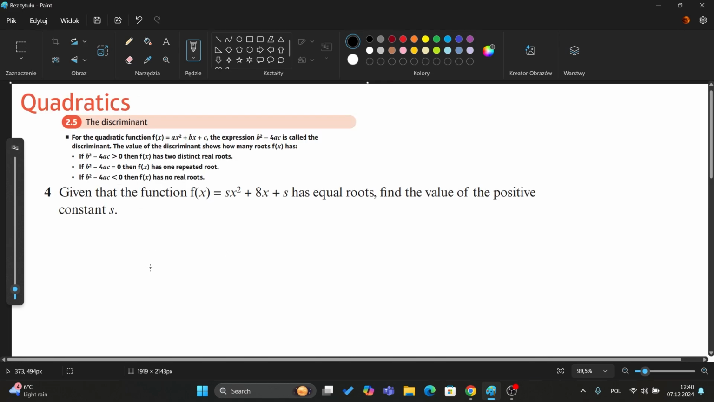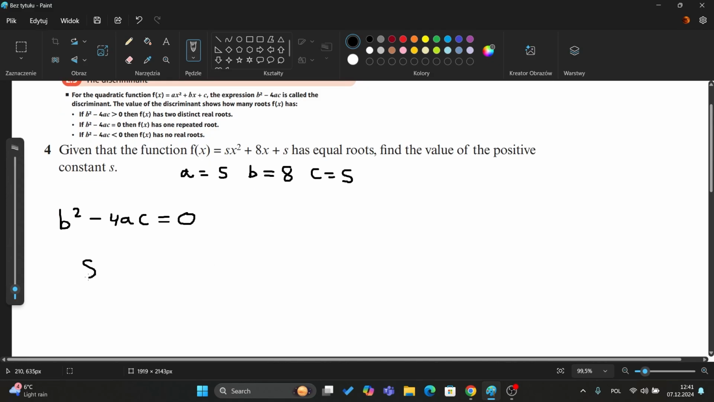Now we have a question: given that the function f has equal roots, find the value of positive constant s. So here we have s x squared plus 8x plus s has equal roots. This means that the coefficients are a equals s, b equals 8, and c equals s. And we know that b squared minus 4ac, because it has equal roots, means it has a repeated root, and therefore the delta is 0.